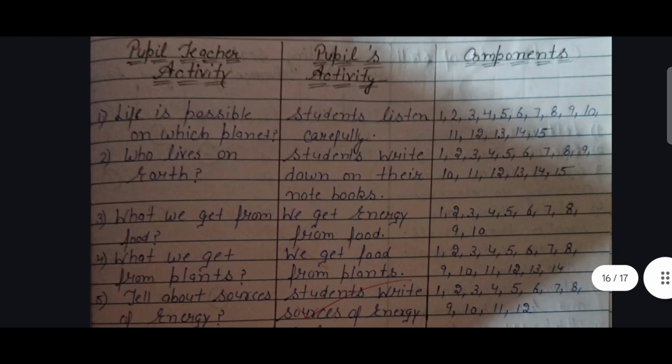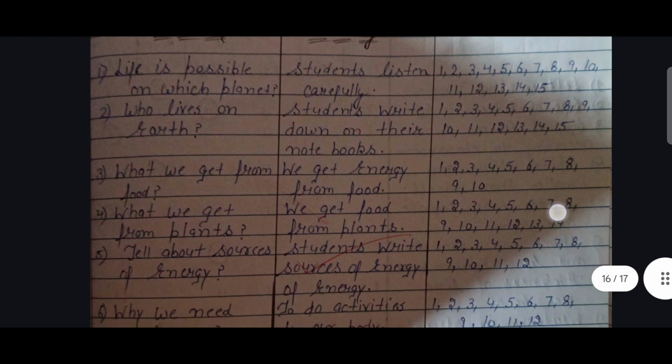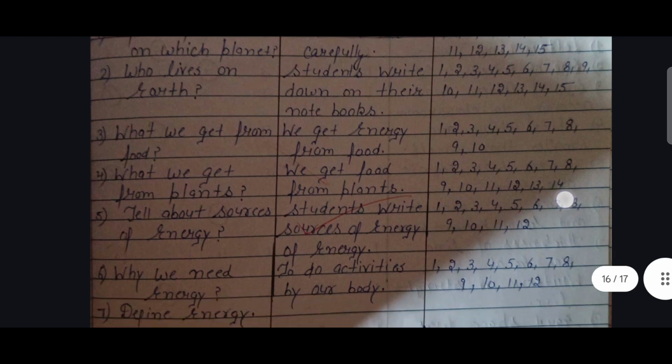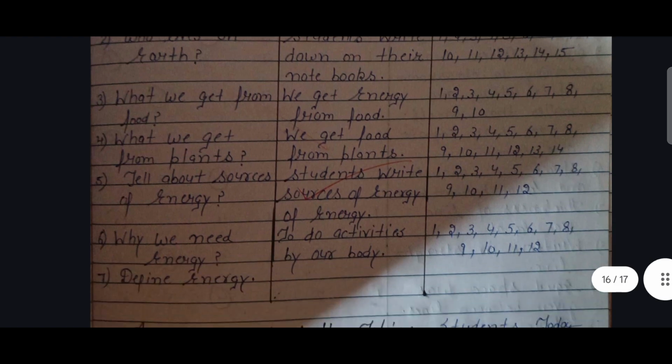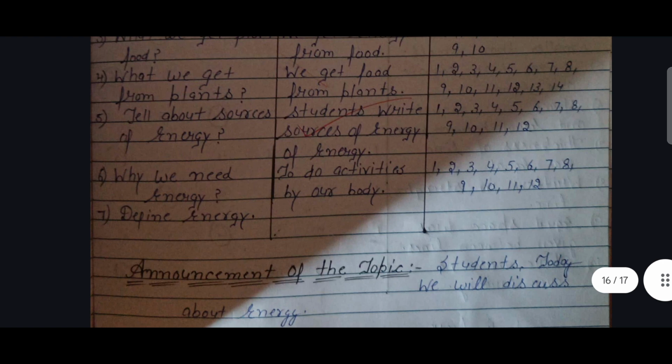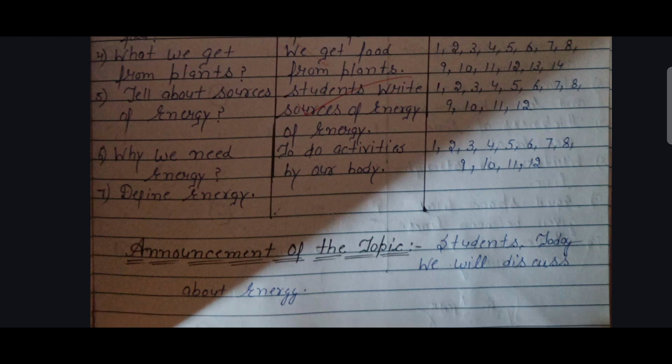Making micro diagrams and charts. Again the presentation of the micro lesson plan has three columns: pupil teacher activity, pupils activity, and components. Then some questions are asked about the topic, with answers by students, and then the component related to which the questions are asked. At last, the announcement of the topic.